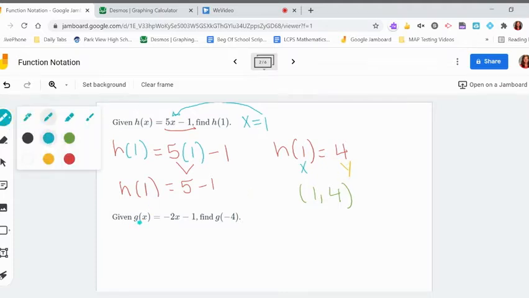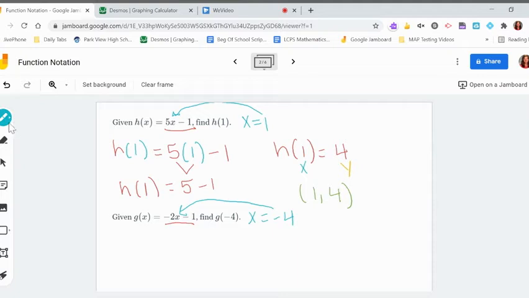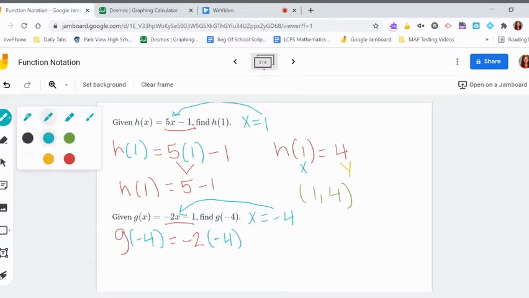This one says given g of x equals negative 2x minus 1, find g of negative 4. So this time x equals negative 4. Okay, so that means I have this function, and negative 4 is going to go in for this x. So we're going to say g of negative 4 equals negative 2. That's part of my function. I'm putting in negative 4 instead of the letter x minus 1. Okay, I do my multiplication.